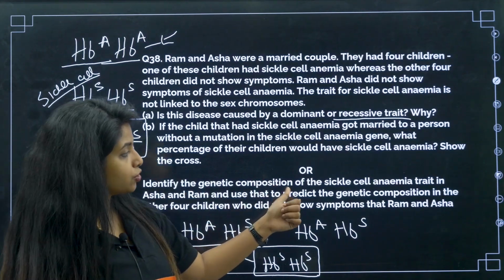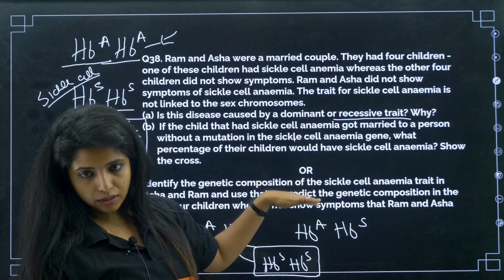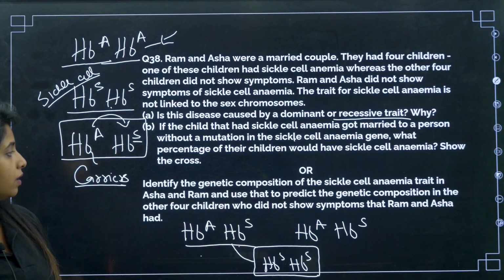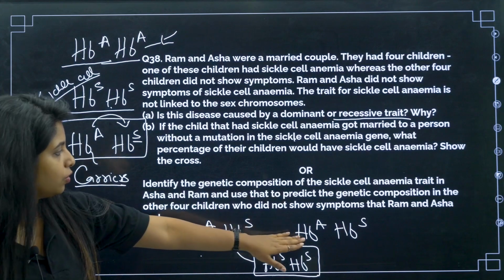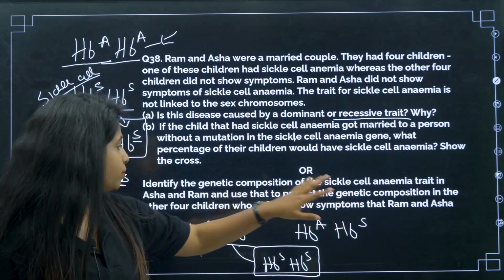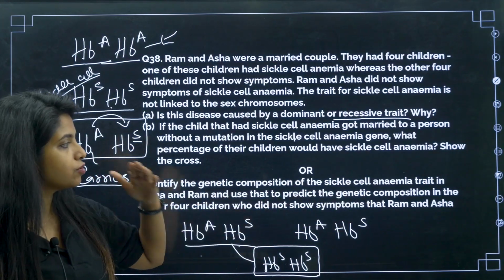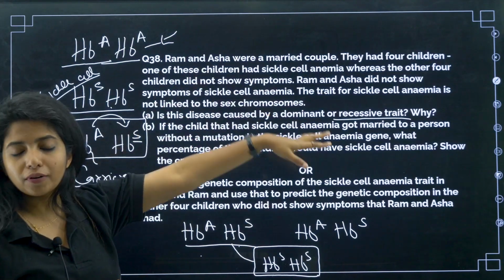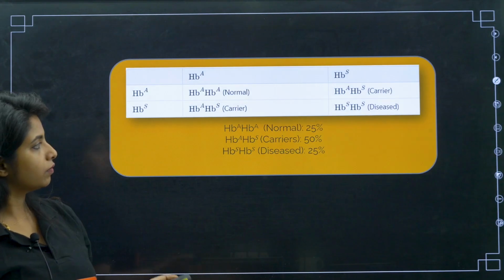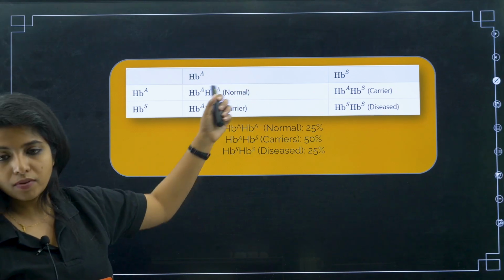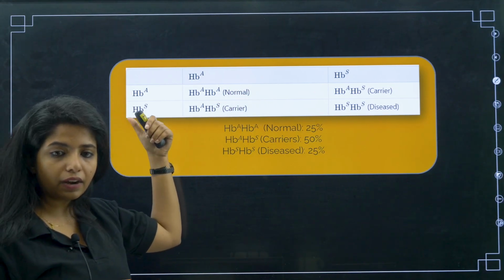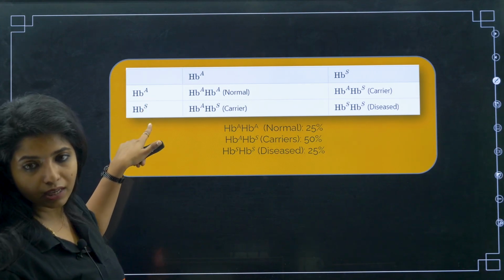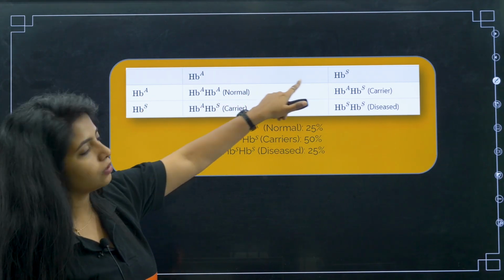Identify the genetic composition, or you can attempt this or this. In B, you can attempt this or this. Identify the genetic composition of the sickle cell anemia trait in Asha and Ram, and use that to predict the genetic composition in the other 4 children who did not show symptoms. Okay, it was not 3, it was 4 other people. So, we have to find Ram and Asha, we already found out they both were carriers. So, they had one allele A and the other allele was the affected one. Here also the same thing.